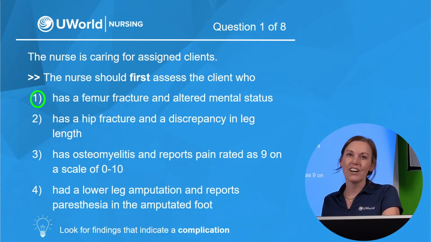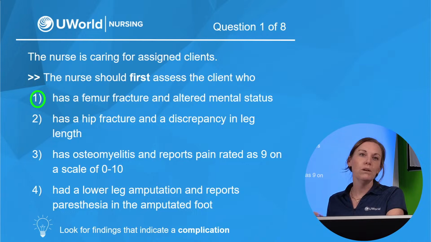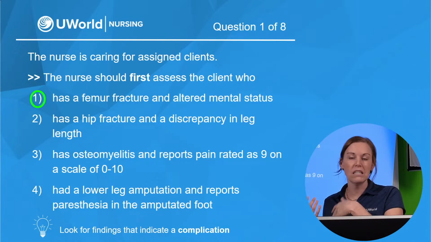So our correct answer on this one is option 1, a femur fracture and altered mental status. When we are talking about this question in general, we see the word first is bolded, so this is a priority question. Some of our basic prioritization strategies can be ABC, so airway, breathing, circulation, then safety and infection. Other ones can be prioritizing based on the nursing process.